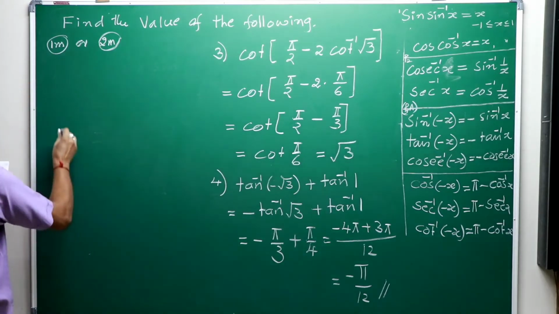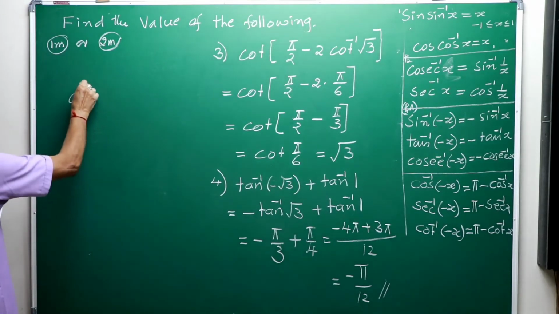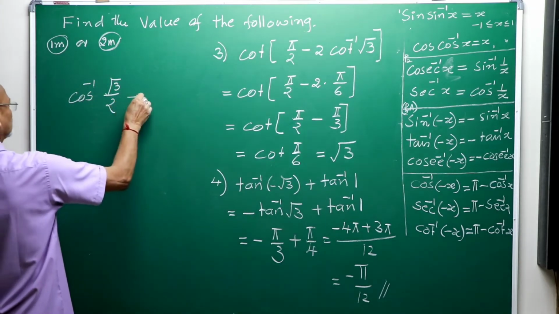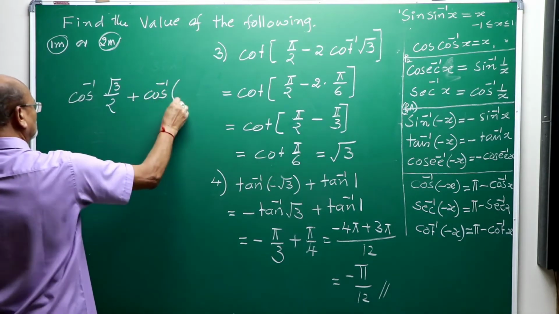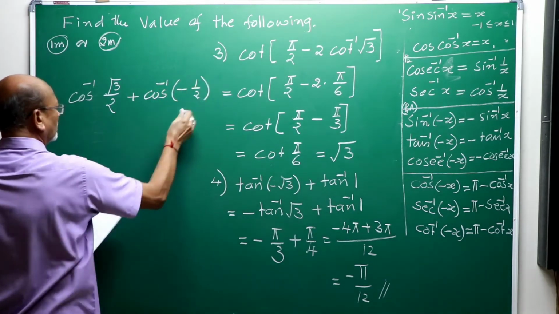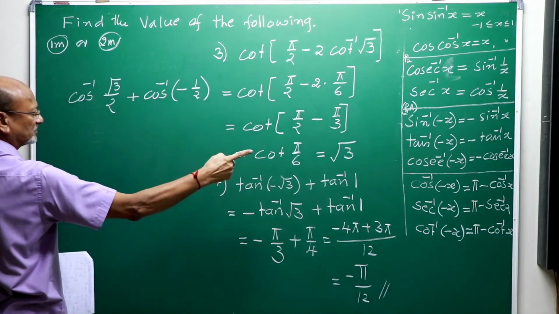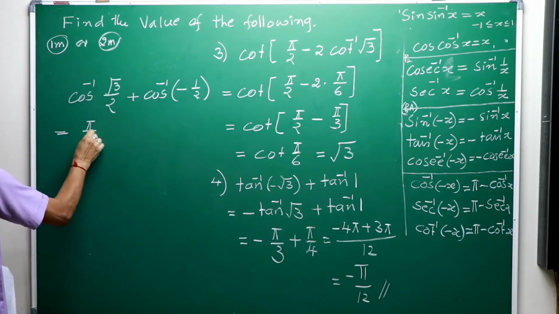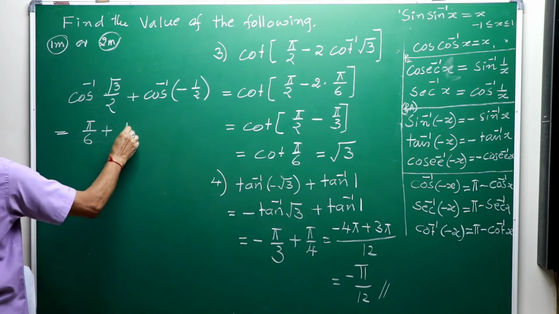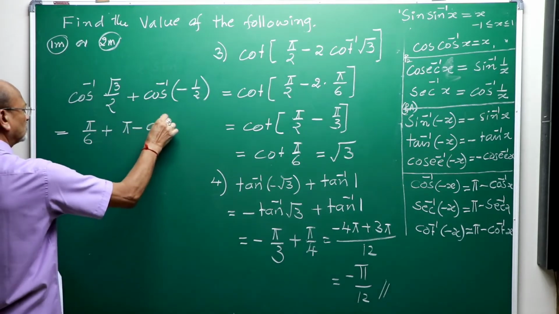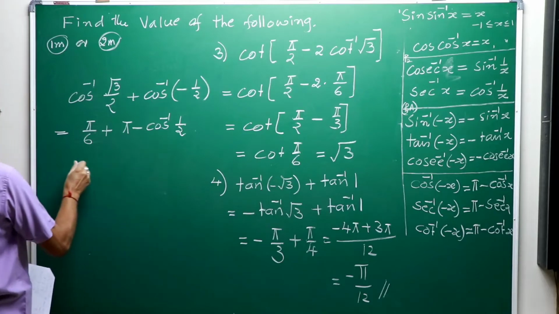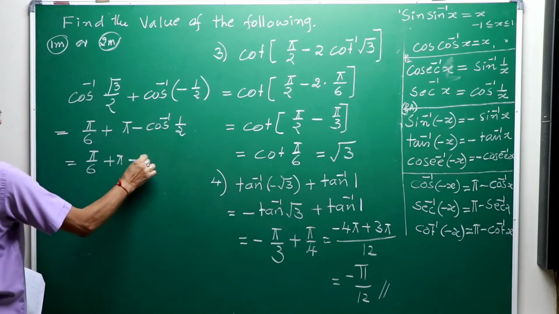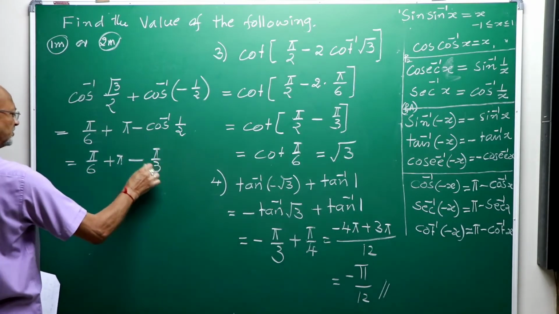Exercise. Find the value: cos inverse root 3 by 2 plus cos inverse minus half. Remember, in case of cos inverse, it is pi minus, otherwise I do it. Root 3 by 2 means 30 degrees, pi by 6, plus, what is it? Pi minus cos inverse 1 by 2. Yes, friend, 1 by 2 means it is 60 degrees.